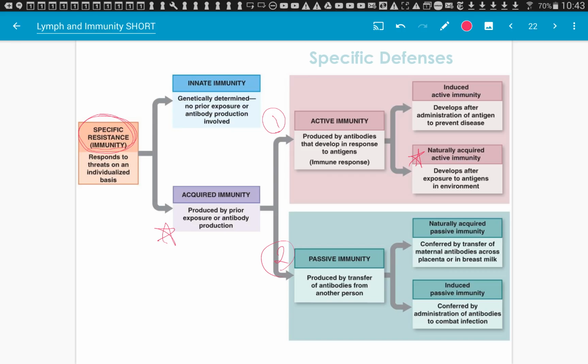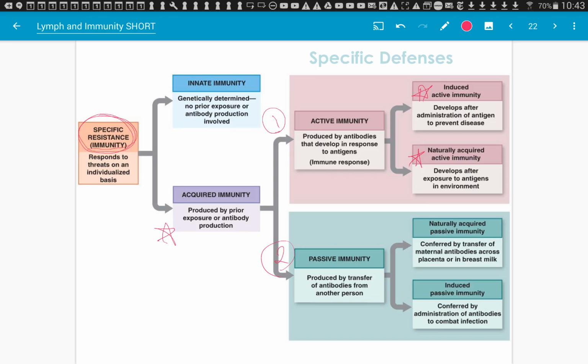Okay, and then the other type of active immunity is induced active immunity, and that would be when you are given a vaccination. Okay? Down here at passive, this is where you are receiving an antibody from another person.